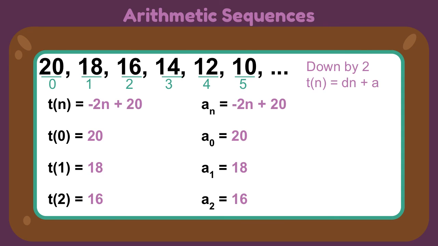So again, for arithmetic sequences, you're going to use this formula right here to write the equation. T of n is equal to dn plus a. D is your growth or your common difference. It's what your sequence is either going up or down by. And then a is your initial value or your 0 term.